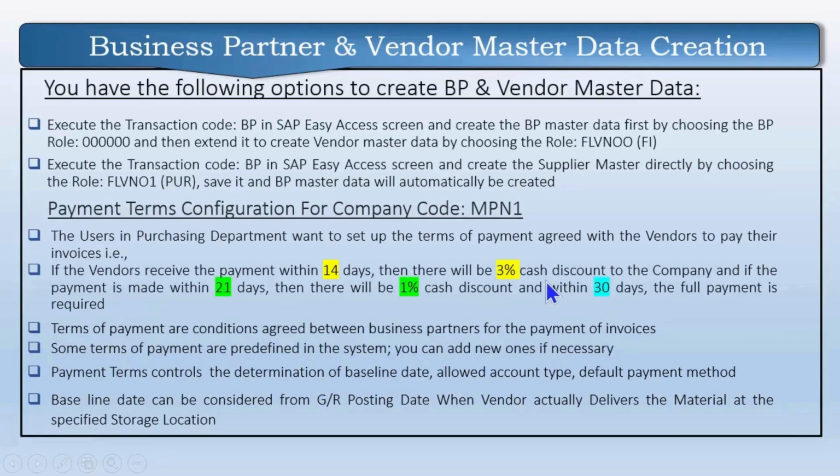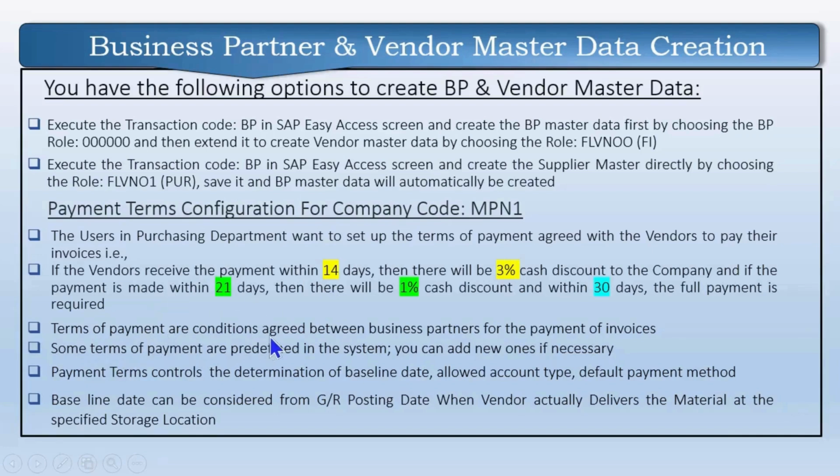So the total time limit for the payment is 30 days. Any payment we are making within 14 days will get 3%. If we are making payment within 21 days to the vendor, he will give us the 1% discount. That is the early payment we can call. If you pay it in 30 days, there will be no discount. This is what payment terms configuration we have to do in the system.